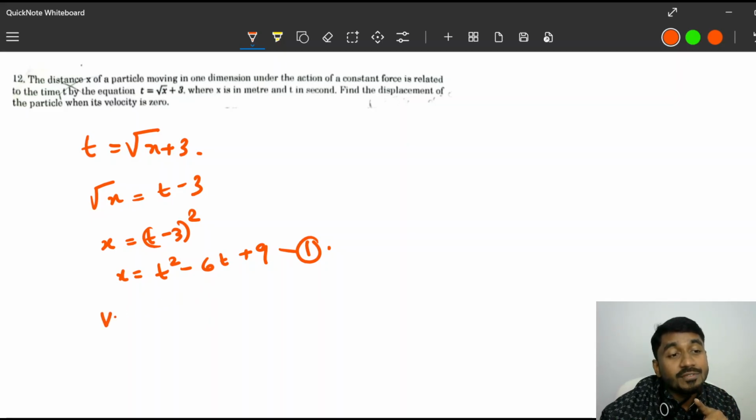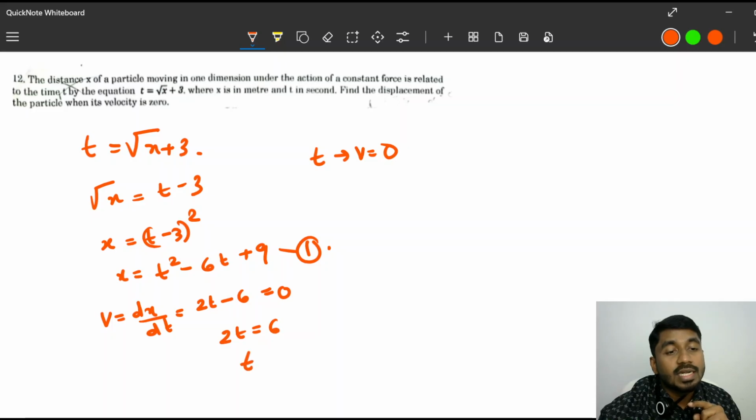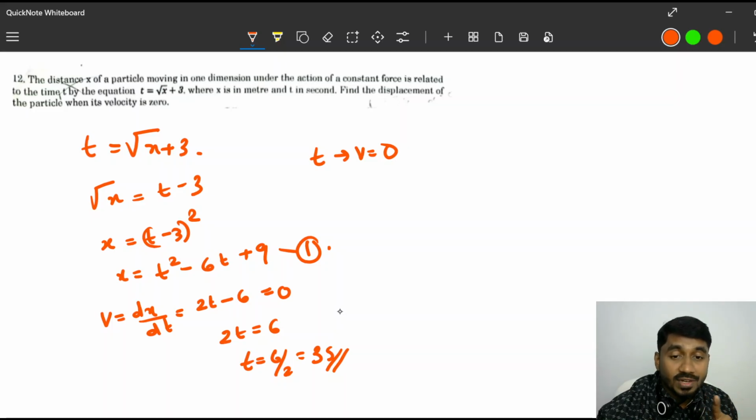So we need to find the velocity. How to find the velocity? Take the derivative of displacement with respect to time. So again take the derivative: 2t minus 6, and substitute velocity equal to 0, because we need to find the time at which velocity equals 0. You will get 2t equal to 6. t equal to 6 by 2 is equal to 3 seconds, the time at which velocity equals 0. We found the time at which the particle's velocity is 0, and the time is 3 seconds.